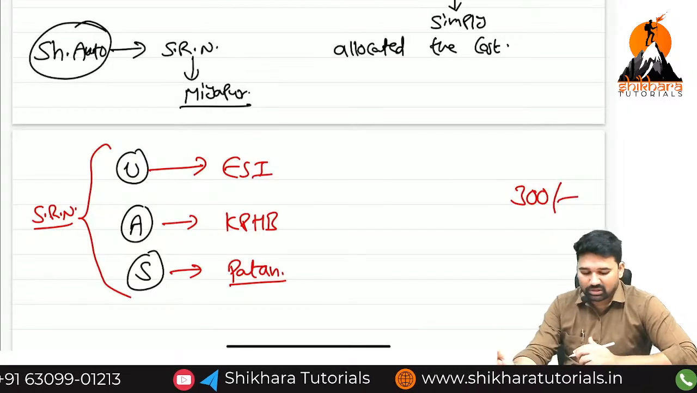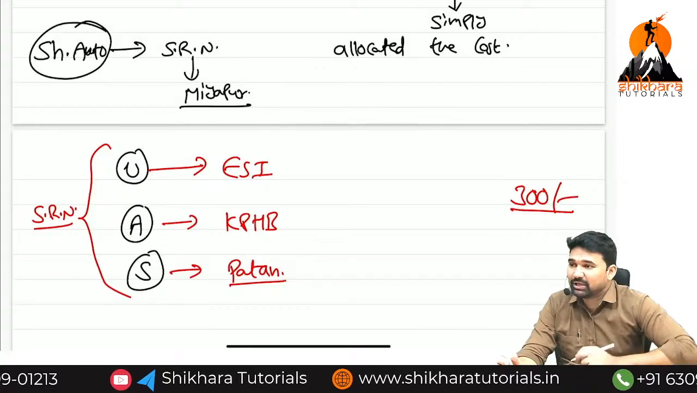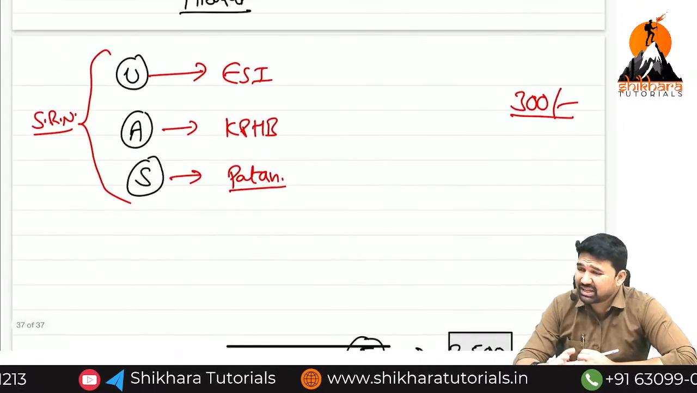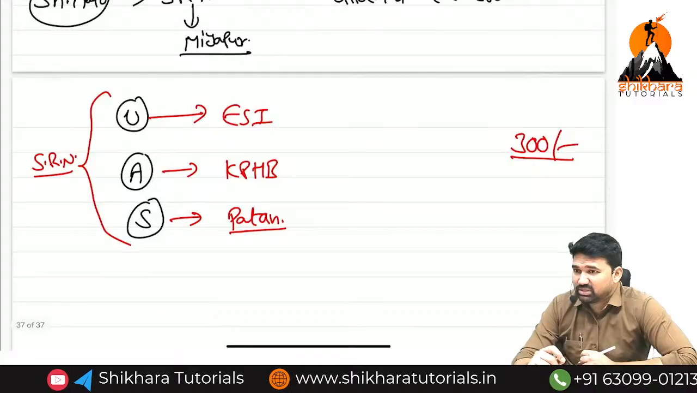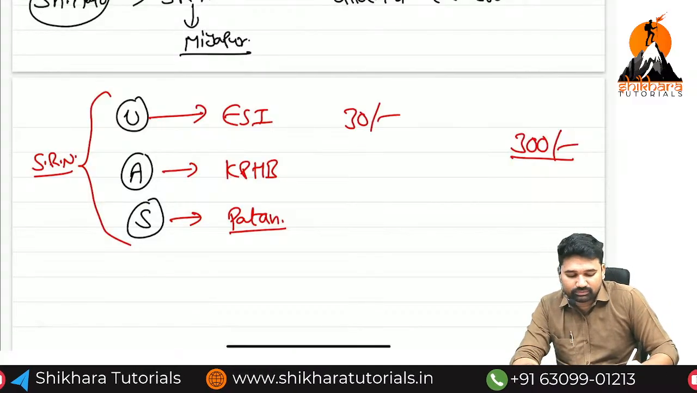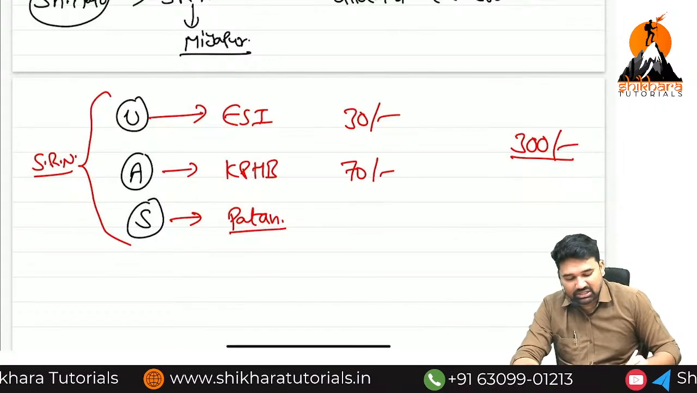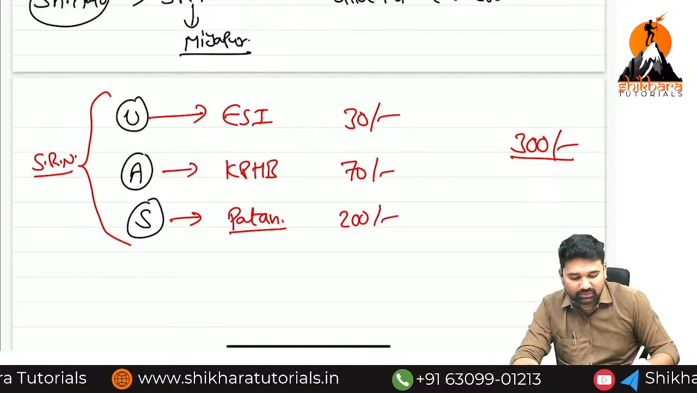Say for example, the ultimate destination is Patancheru, right? For that I am expending 300 rupees, right? Listen carefully. For this purpose, maybe I am going to charge some 30 rupees from Udbhav, 70 rupees from Akash, and the remaining 200 rupees from Sai.